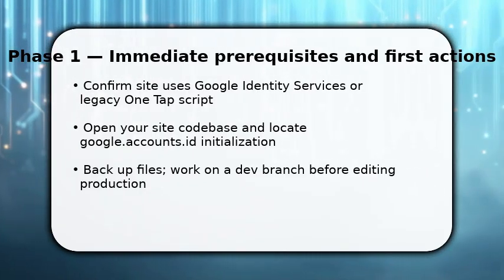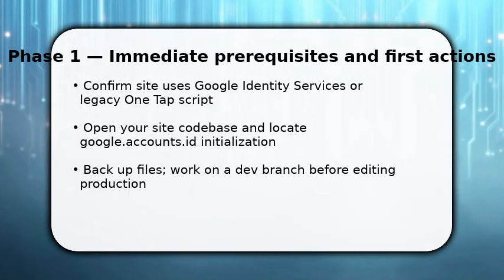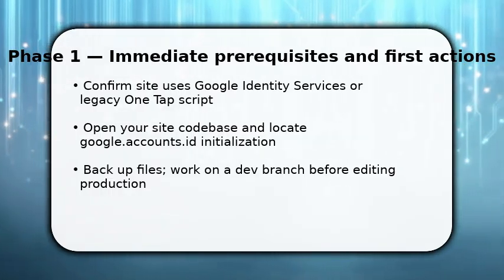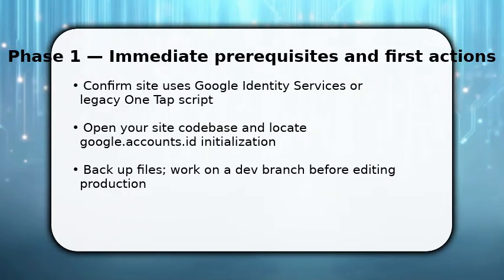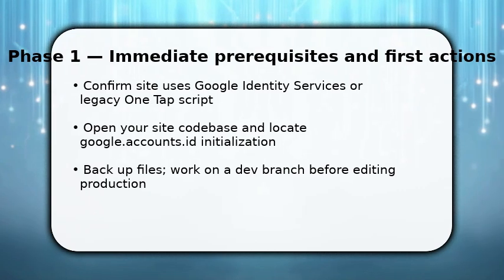Next, locate the call to google.accounts.id.initialize and any google.accounts.id.prompt invocations. You will stop that call. Make sure you also note any data-auto_prompt attributes in your HTML so you can change them next.